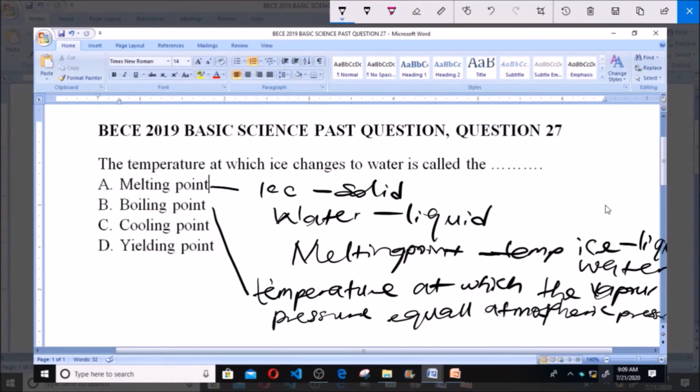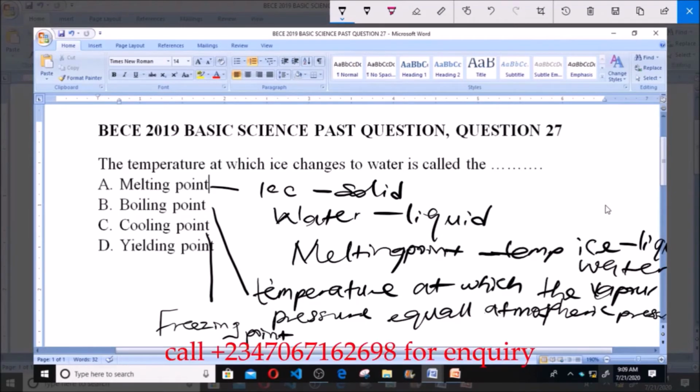Now cooling point, in basic science, there's nothing like cooling point. What we have is freezing point. It's called freezing point, not cooling point. And this freezing point is the temperature at which water changes from liquid to solid, that is, from water to ice.